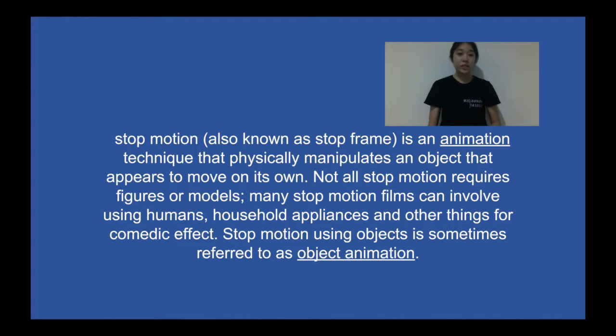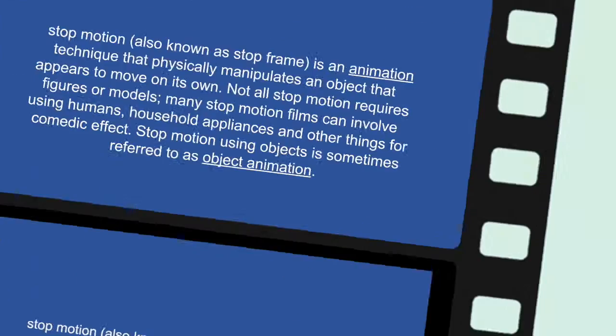So, what is stop motion? Stop motion, also known as stop frame, is an animation technique that physically manipulates an object so that it appears to move on its own. Not all stop motion requires figures or models. Many stop motion films can involve using humans, household appliances, and other things for comedic effect. Stop motion using objects is sometimes referred to as object animation.